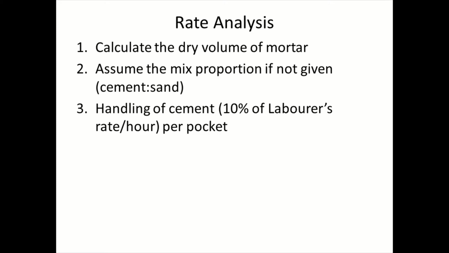The second thing that we need to do is assume the mixed proportion if not given. Now, basically, the mixed proportion is given as cement is to sand. So, for example, you would have 1 part cement, 3 parts sand, all right? And then you'll see that when we get to the calculations as well. And then we will take into consideration the handling of cement, and that will be 10% of the laborer's rate per hour per packet.